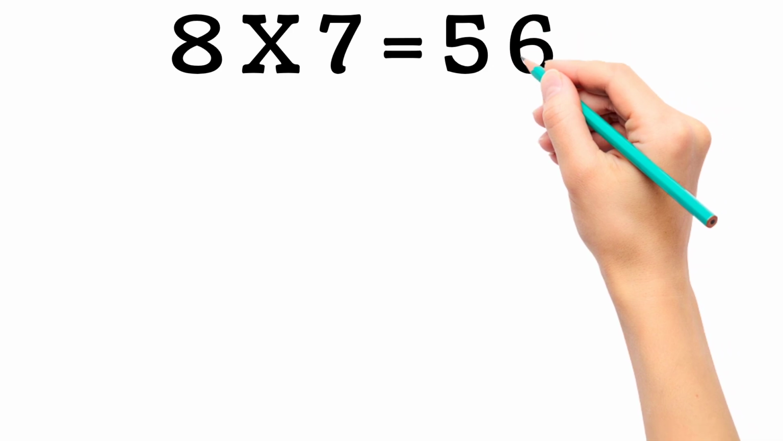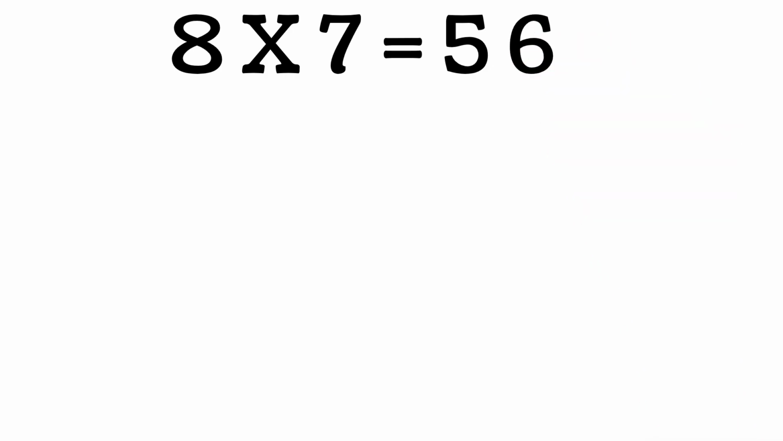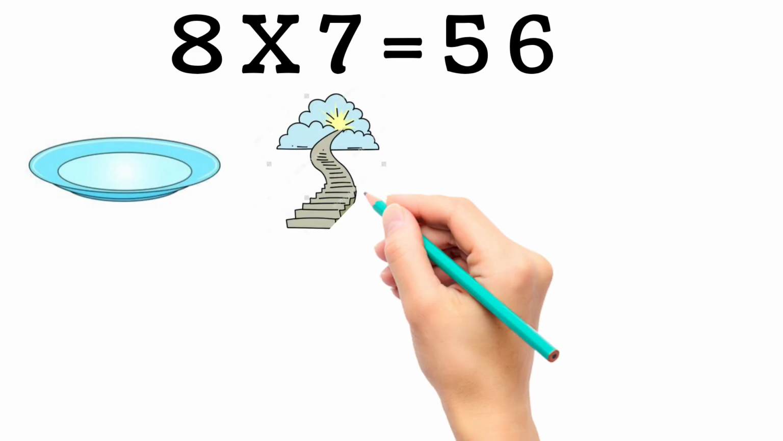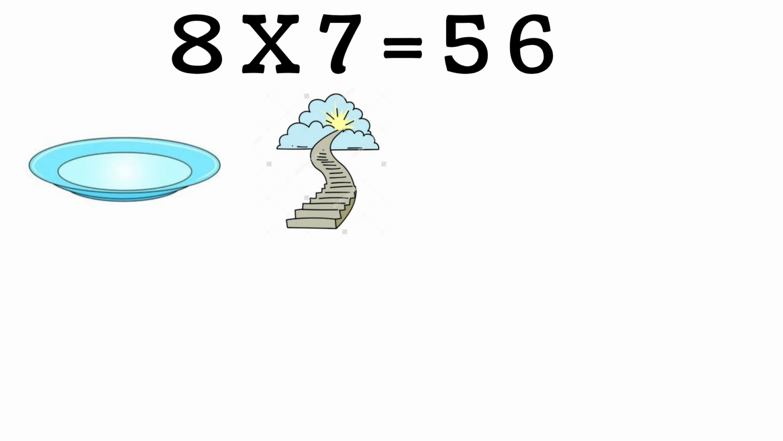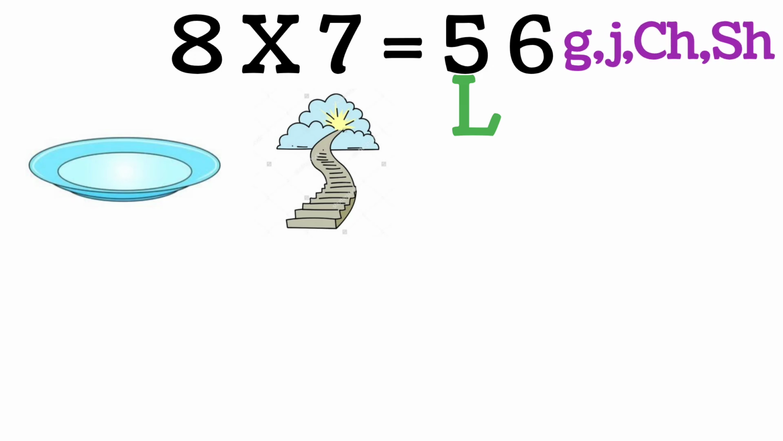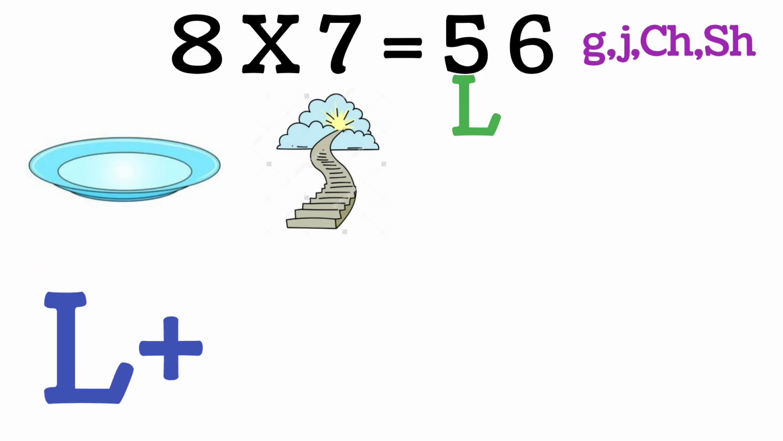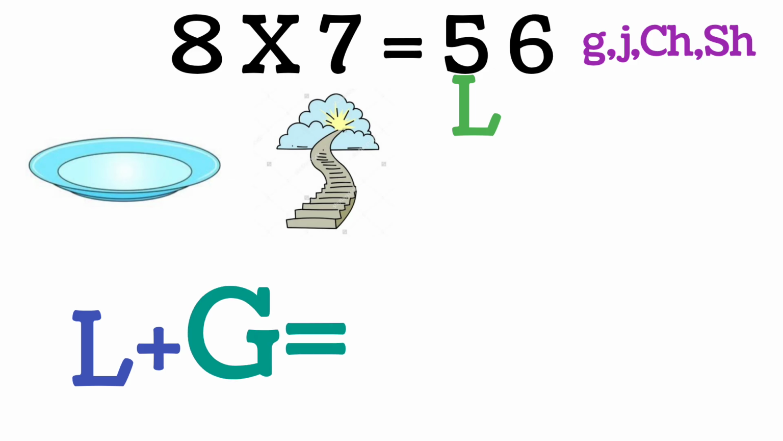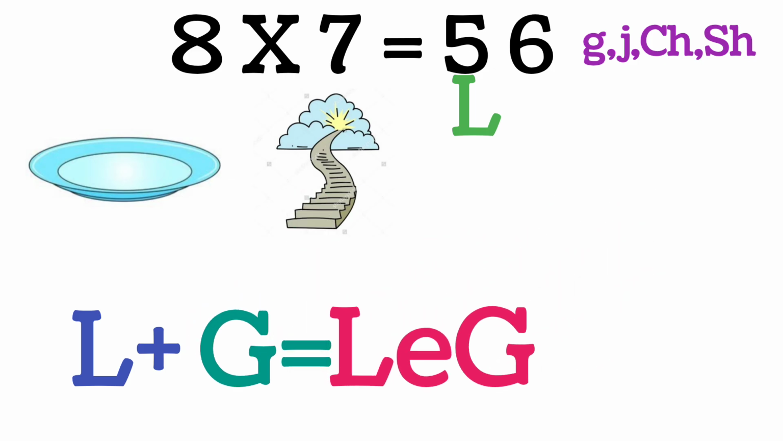Now, let's find out 8 sevens are what? 8's rhyme is plate. 7's rhyme is heaven. Do you remember our number codes? The code for 5 was L and the code for 6 was G, J, Ch or Sh. So we take L from 5 and G from 6 and join them together to make the word leg.